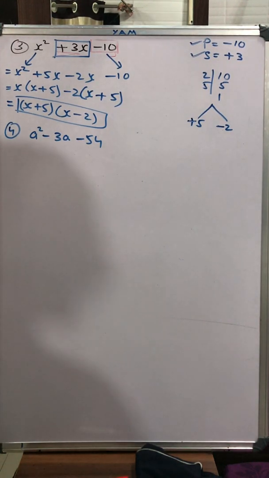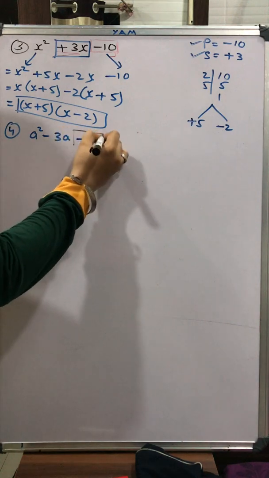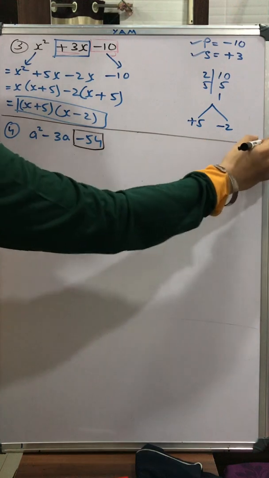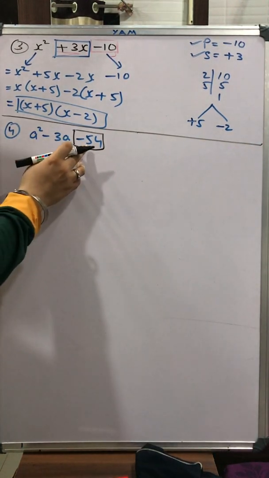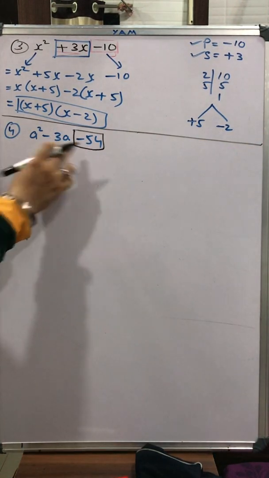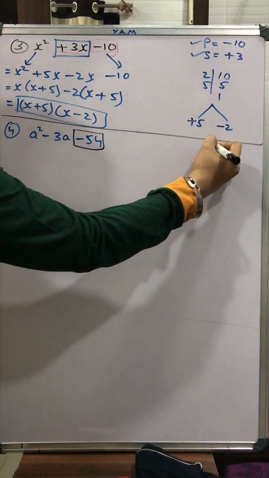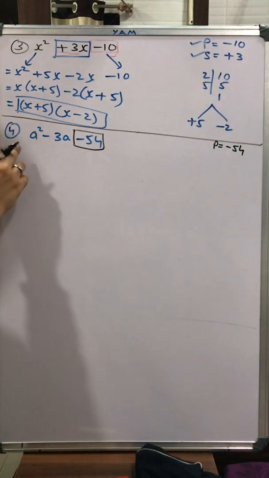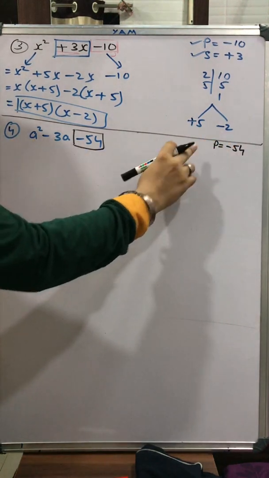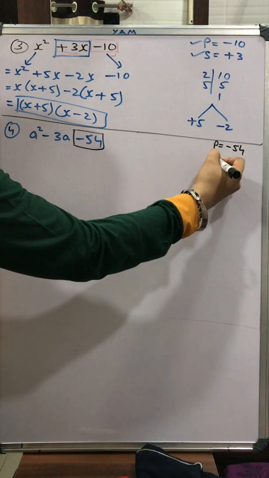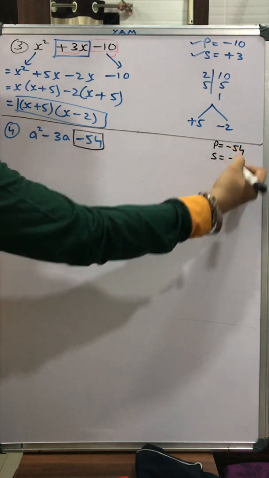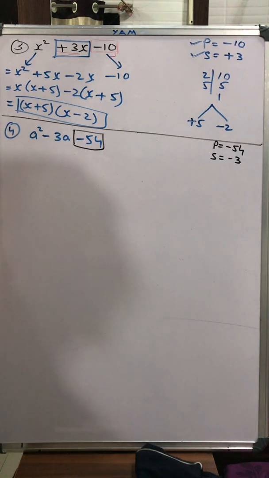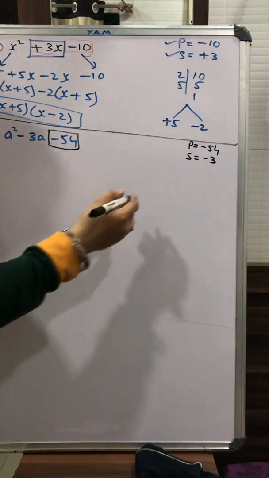Yes, it's very simple. I should have those two numbers such that अगर वो दो numbers को multiply करते हैं, so I should get minus 54. Okay, so my product should be minus 54. And if I add the same two numbers जिनको multiply करके minus 54 आया है, तो summation should be minus 3. This is my question. Okay, now let's see what will be those two numbers.